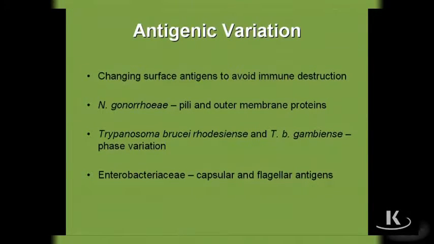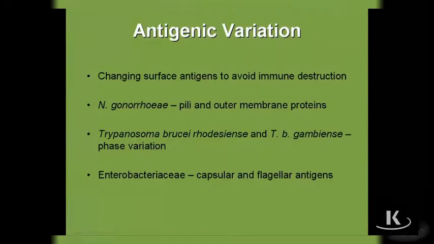And what we've done here is really just list some of the other organisms that can undergo antigenic variation. One of them is Trypanosoma brucei rhodesiense and gambiense, East and West African sleeping sickness. These can also undergo phase variation. So again, once the immune system figures out how to start attacking the organism, they start to change the proteins in their outer coat. So that's a similar theme.